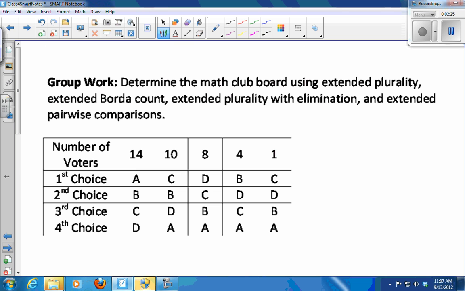Okay, so here's the math club election again, and we want to determine the winner using extended plurality, extended Borda count, extended plurality with elimination, and extended pairwise comparisons. So not just the winner, but the ranking. Who came in first, second, third, and fourth, using each of the methods. So I'm going to have you work through it in your groups.